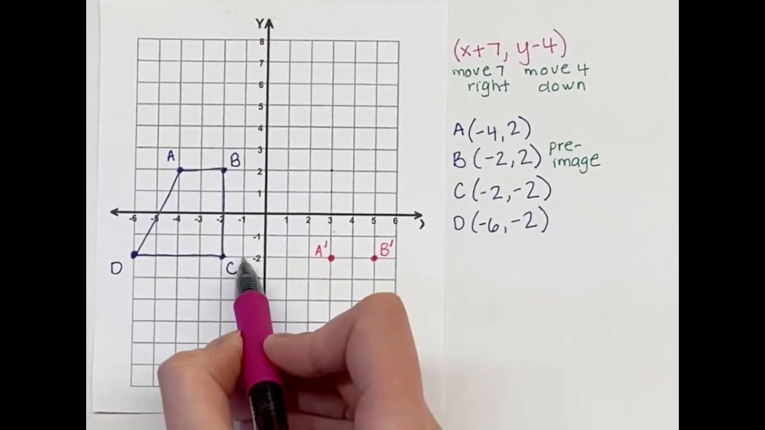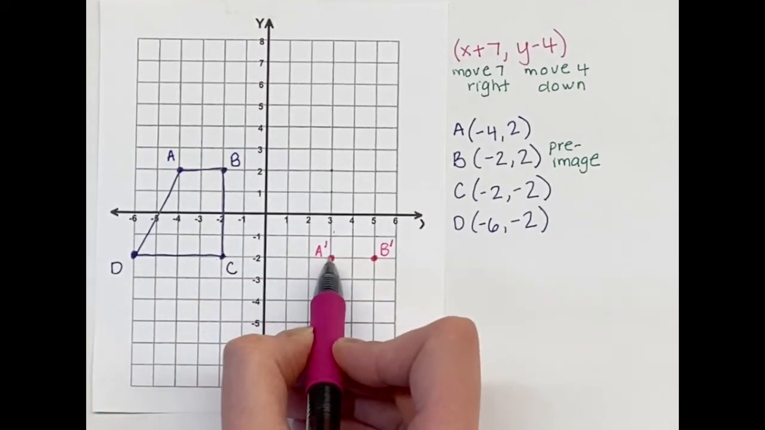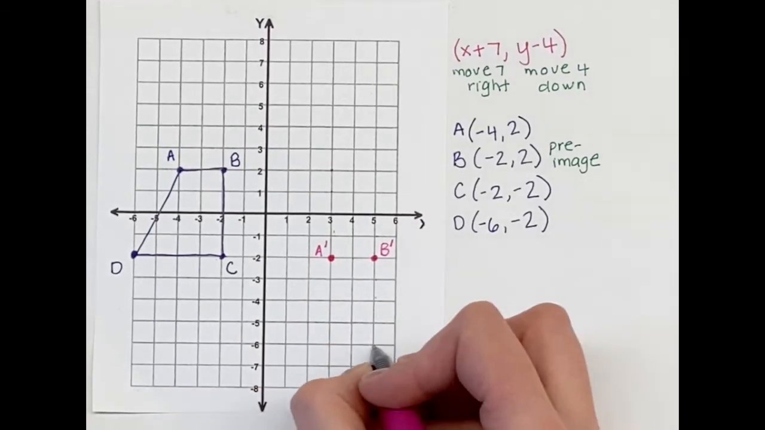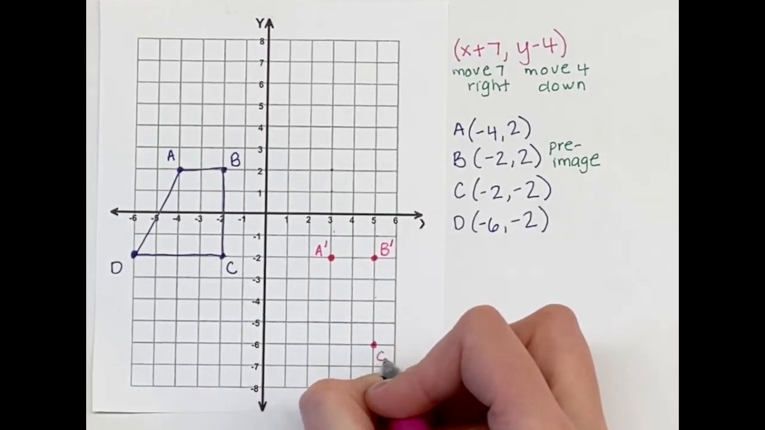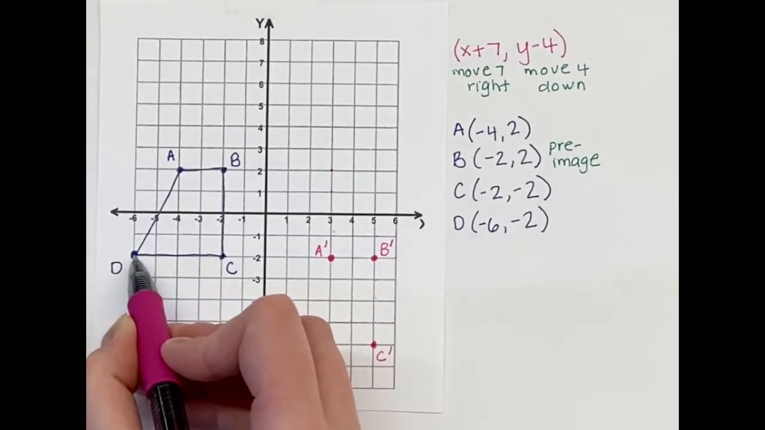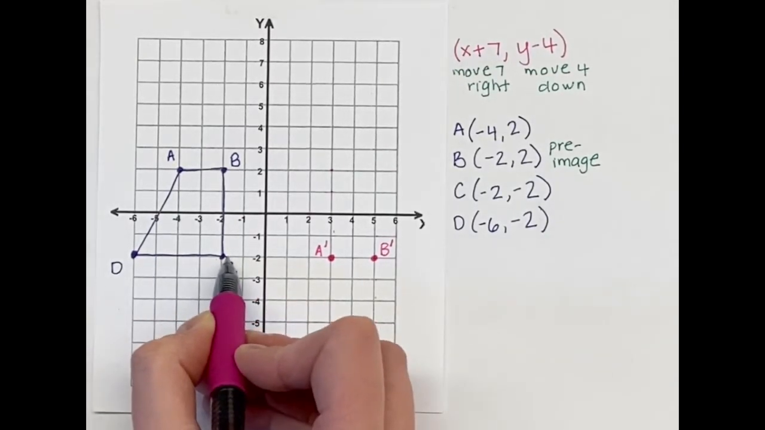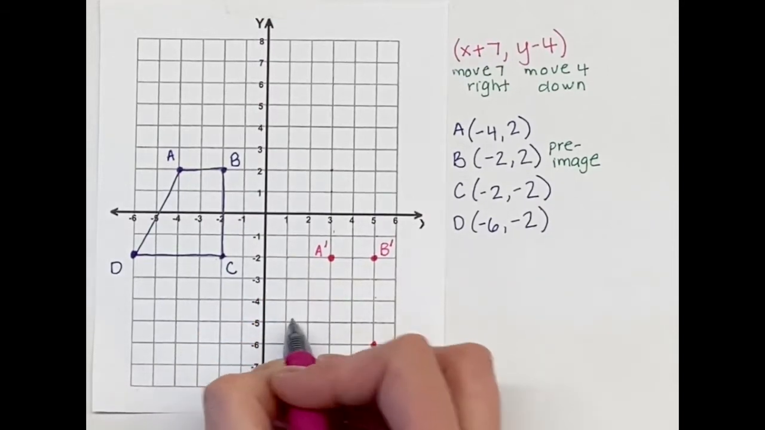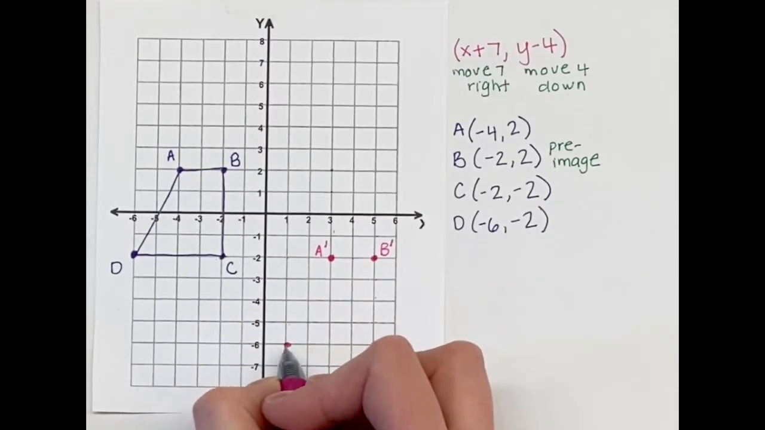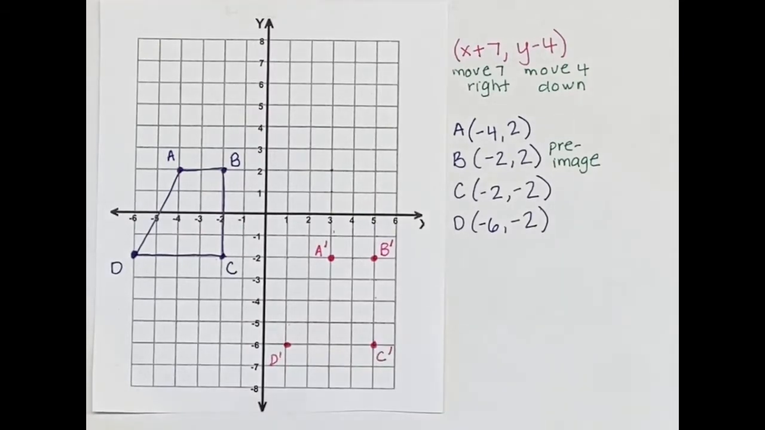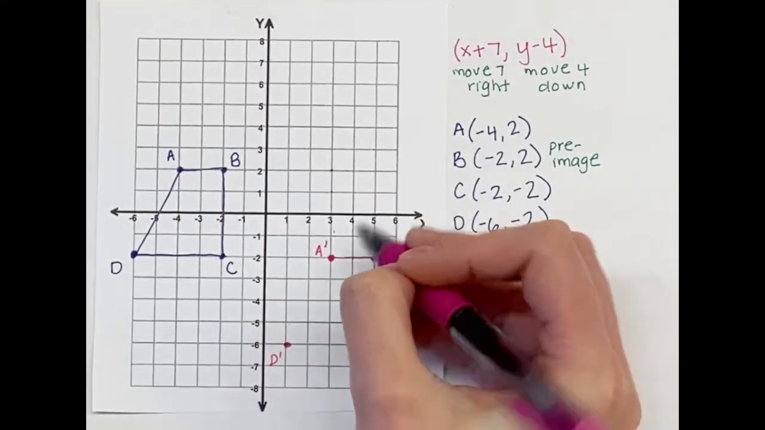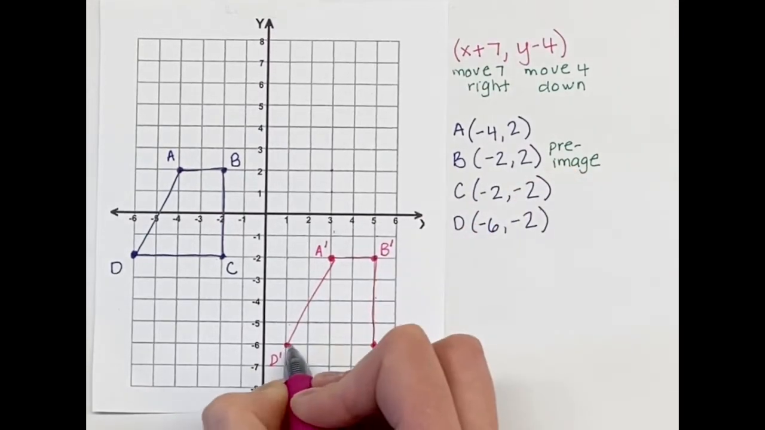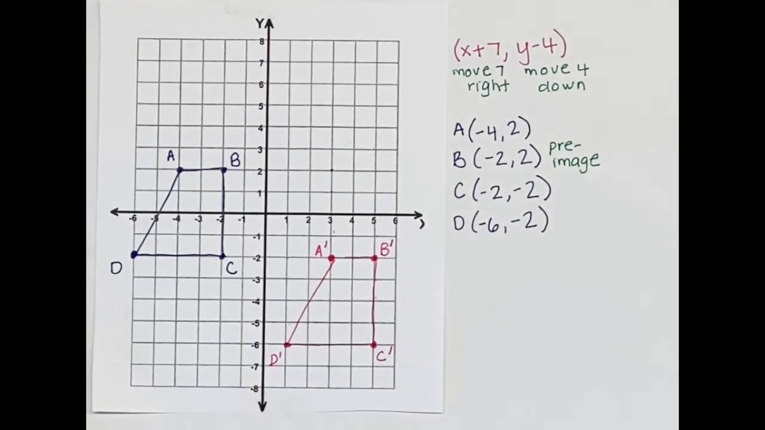C, 1, 2, 3, 4, 5, 6, 7. 1, 2, 3, 4. C prime. And D. 1, 2, 3, 4, 5, 6, 7. 1, 2, 3, 4. D prime. Connect your points to make your new shape. And voila, we did it.